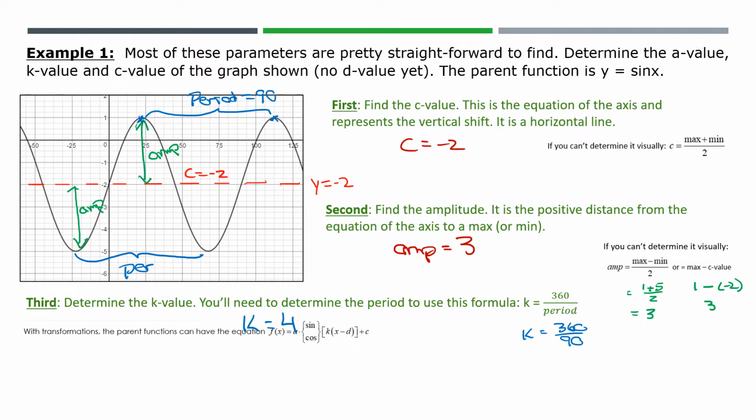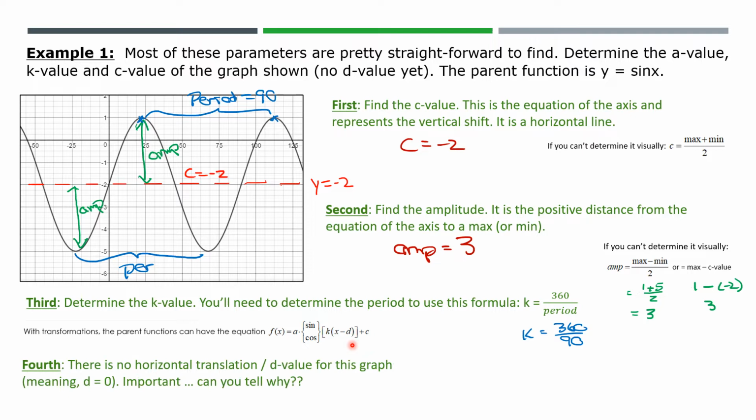With transformations, the parent functions can have this equation. As I said before, sine or cos, it could be either. And then we just have to make sure to put a, k, d, and c in the right spot here. So the fourth thing we would do is the d value. But for this question, you're told there's no d value. There's no horizontal translation, meaning d is 0, and that's important.